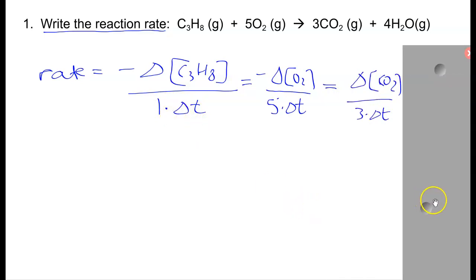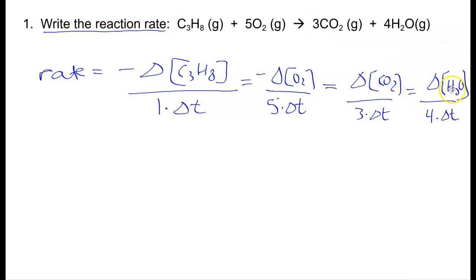Then we get to the product side here. So we have 3 CO2. So we're going to do the change in, that's a triangle, change in concentration over 3 times the change in time. It's not negative because the products are increasing, so it really is positive. Change in concentration over time, this 3 comes from the mole coefficient there. And then equals the change in concentration of H2O over 4 times the change in time. Okay, so again, this is positive because it's a product.